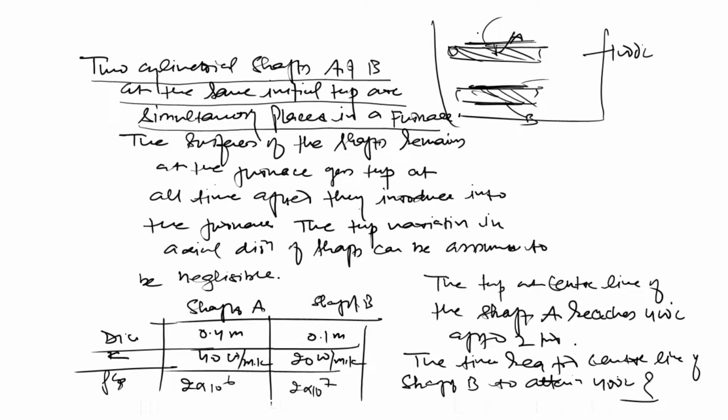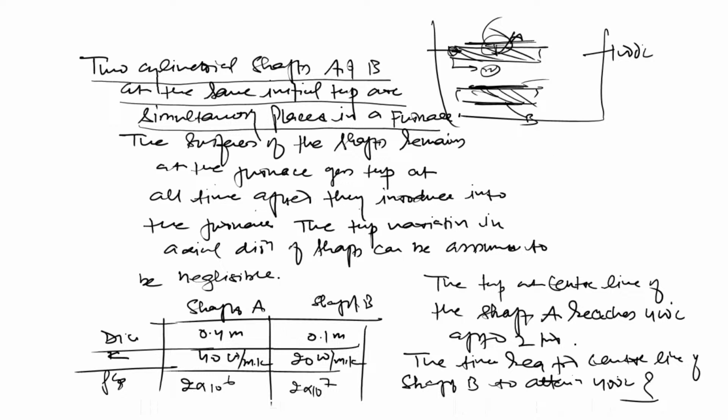But initially, what happens? In the initial period, the temperature at any position within the rod is going to vary with respect to time. Yes or no? The similar condition is here. The surfaces of the shafts remain at the furnace gas temperature at all time after they are introduced into the furnace. Clear? Then obviously the temperature variation in the axial direction, meaning in the x direction, we are not going to bother about. We are only going to bother about temperature variation in the radial direction. Clear to you? Temperature variation in the axial direction is negligible. We have to bother only about radial.